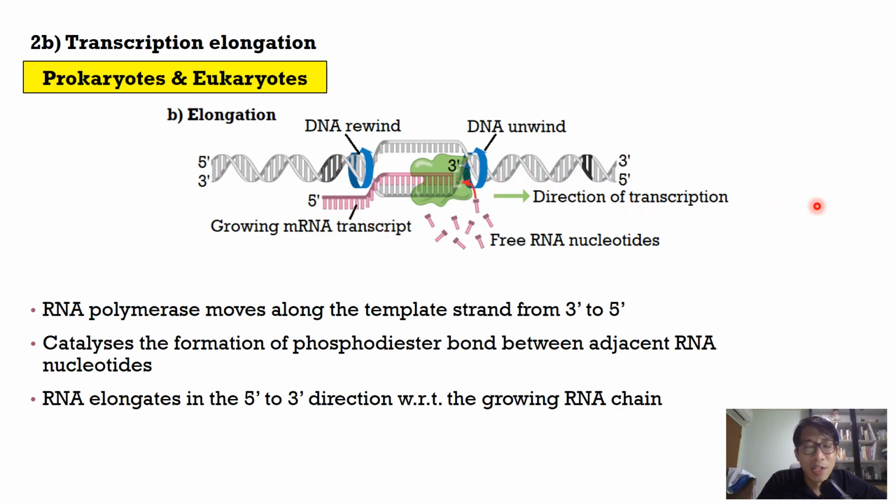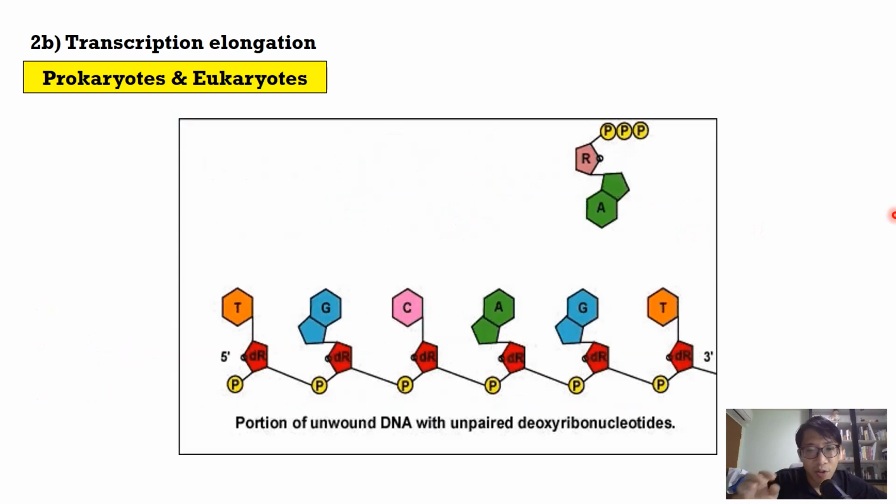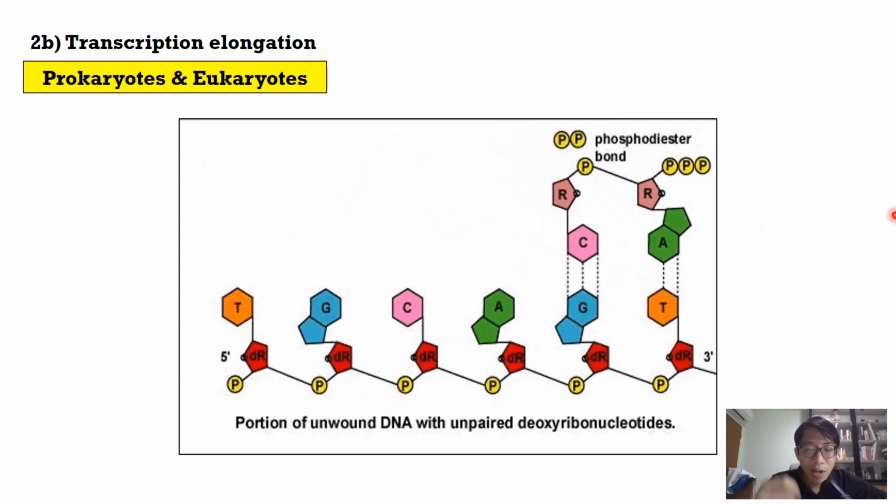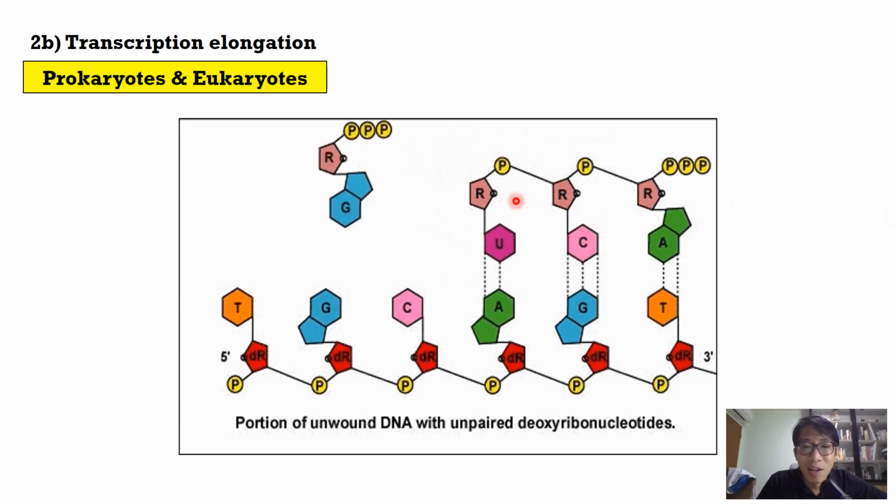The elongation happens in a particular direction, the 5' to 3' direction with respect to the growing mRNA. Since nucleotides are always anti-parallel, the template strand would be running from 3' to 5'. So the RNA polymerase moves along the template strand in the 3' to 5' direction with respect to the template strand, in order to elongate the mRNA in the 5' to 3' direction with respect to the growing mRNA.